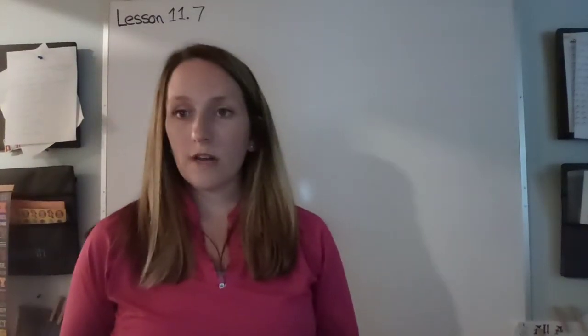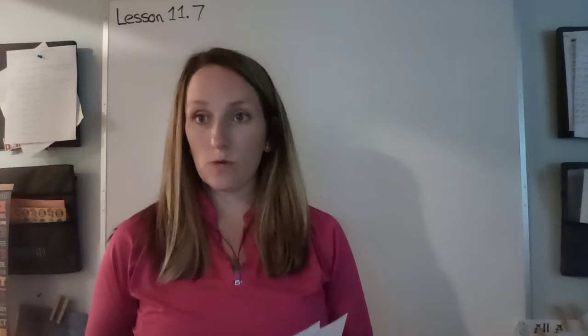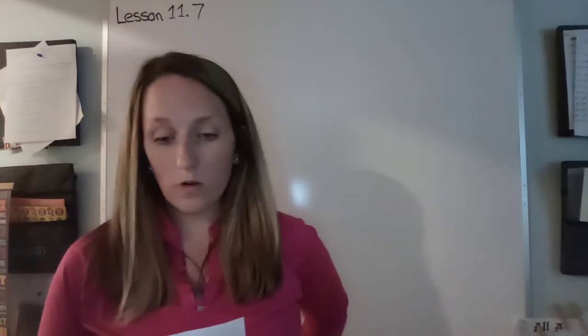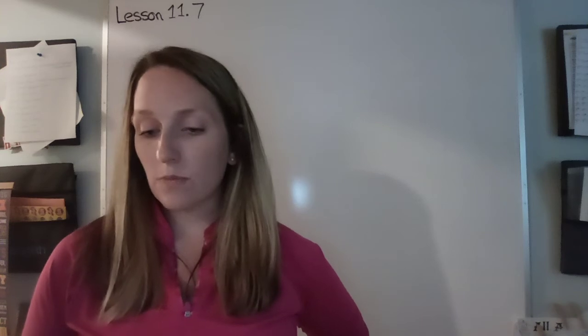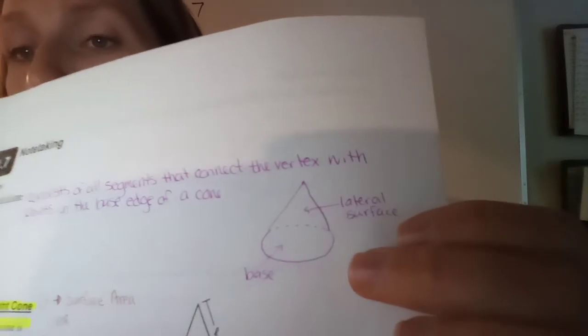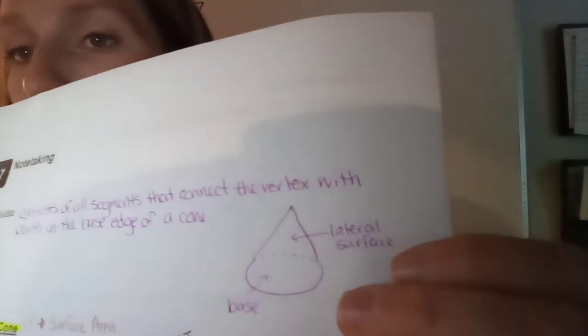Alright, hey guys, so moving on to lesson 11.7. We're going to talk about cones today. The first and only vocabulary definition for this lesson is lateral surface area of a cone, which consists of all segments that connect the vertex with the points on the base edge of a cone. I'll show you my quick diagram, but you can see it in the notes as well. There's your cone, you have the base, and then the lateral surface is this region right in here.